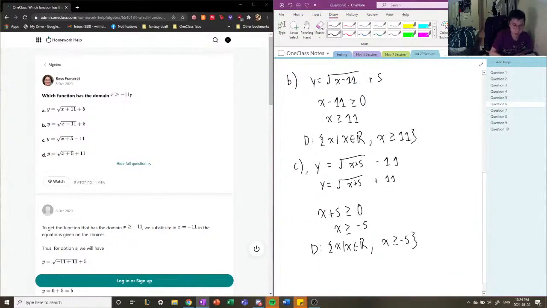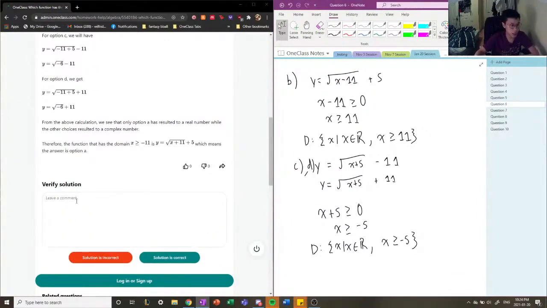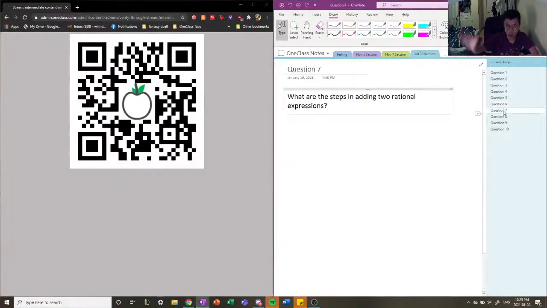So going back to our question, we're trying to find the function that has domain of x is greater or equal to negative 11. And we found it. Option A is our function. So this solution is correct. Good work. All right, moving on.